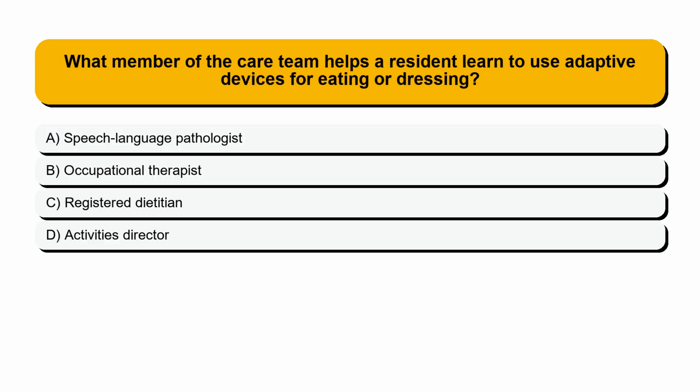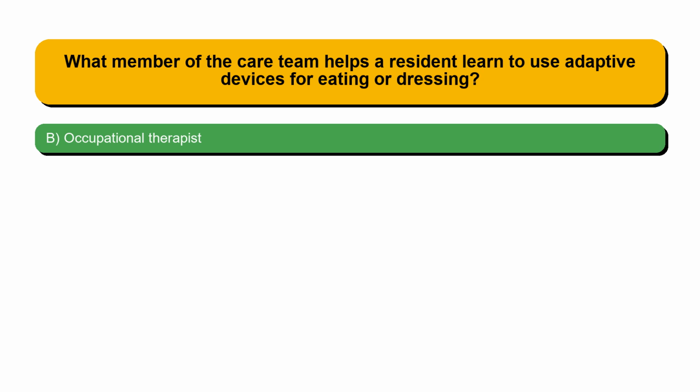Question 51. What member of the care team helps a resident learn to use adaptive devices for eating or dressing? Option A, a speech-language pathologist. Option B, occupational therapist. Option C, registered dietitian. Option D, activities director. The correct answer is option B, occupational therapist.